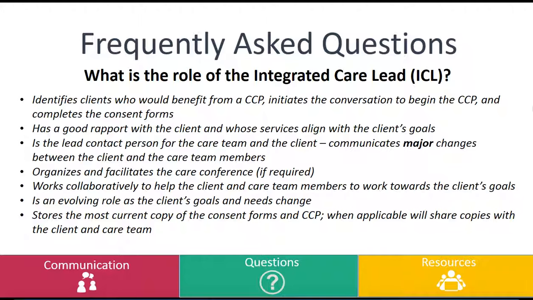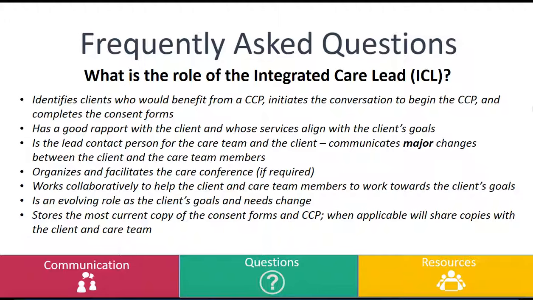And we really do encourage that the ICL organize a care conference, if it is required, to establish the care team and begin to work on goals and an action plan for the client. They are the ones that can communicate major changes between the client and the care team members. We found in the past that the most appropriate person to be the client's ICL is usually the person that has the best rapport and relationship with them. They may also be the one providing the majority of the services that are aligned with the client's current goals.